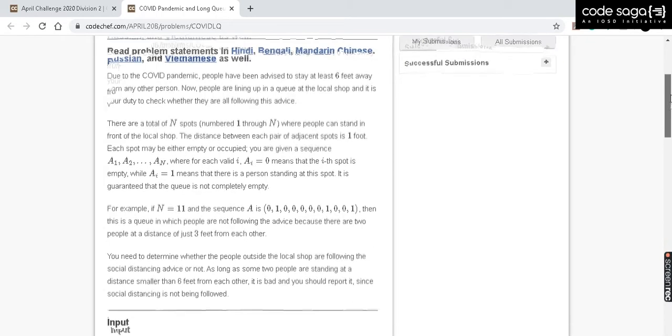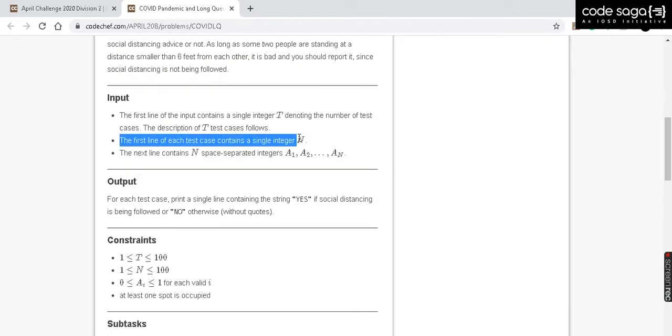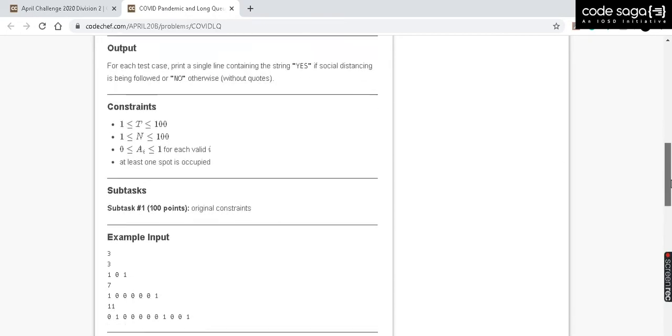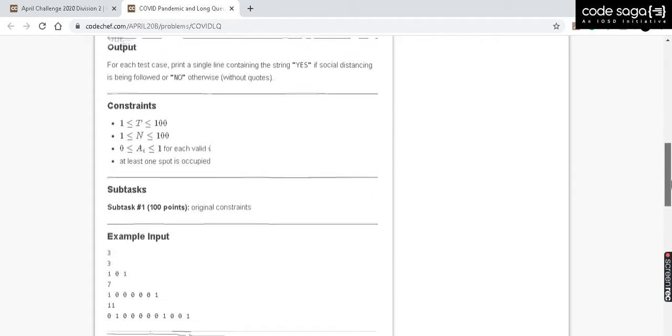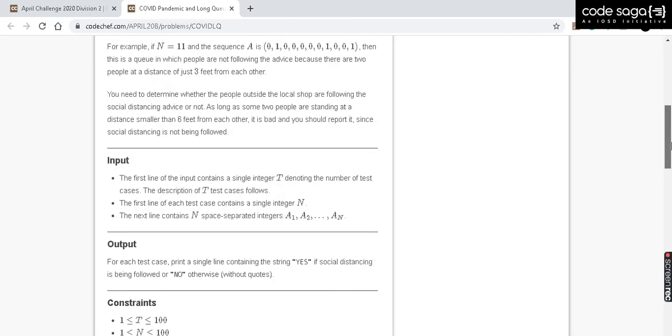In this question, we are given t number of test cases in the input, n integers, and then a line that contains n integers a1, a2, an. Now, what a actually is, is like a queue or a line which has zeros and ones. So, if a position is equal to 1 in the queue, that is a person is standing there. If it is 0, that means it's an empty position in the queue.